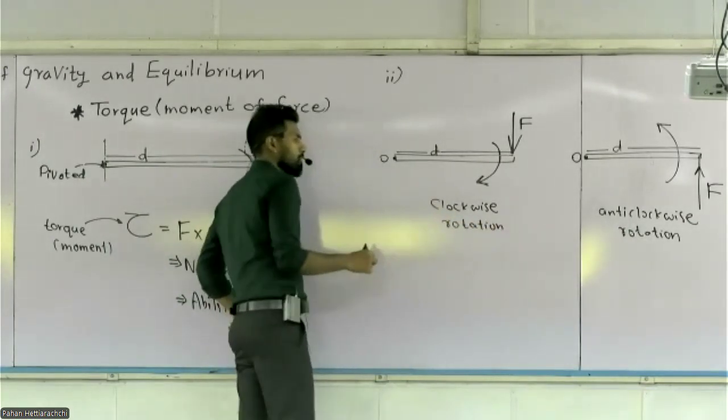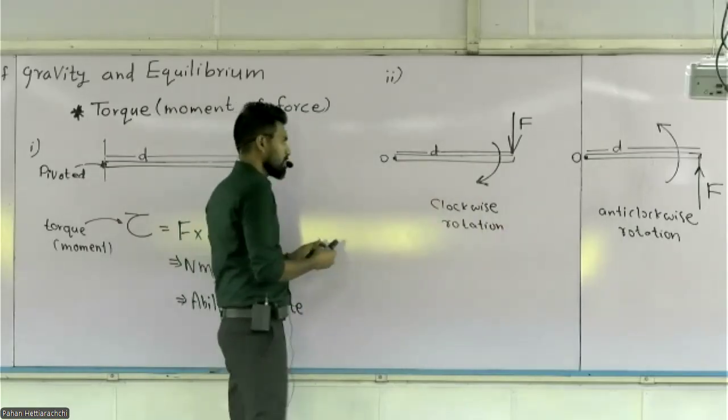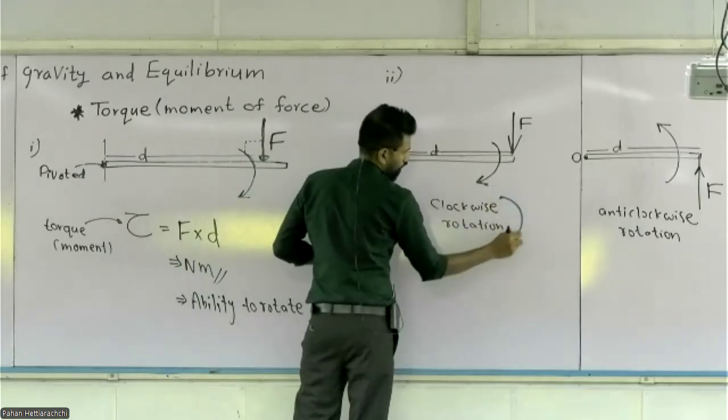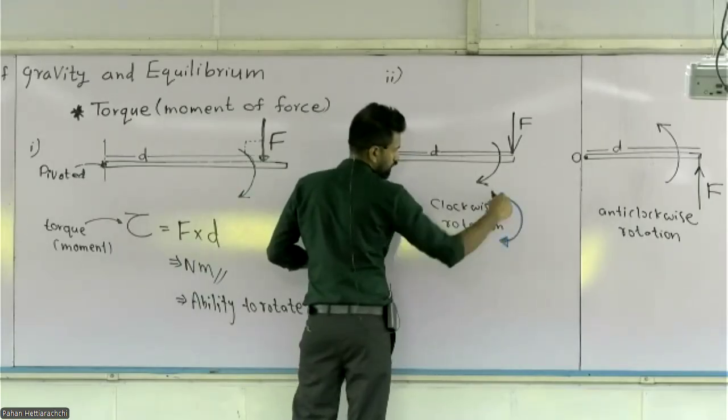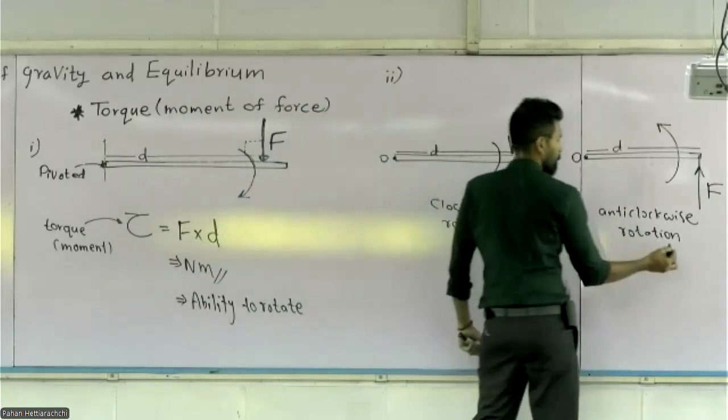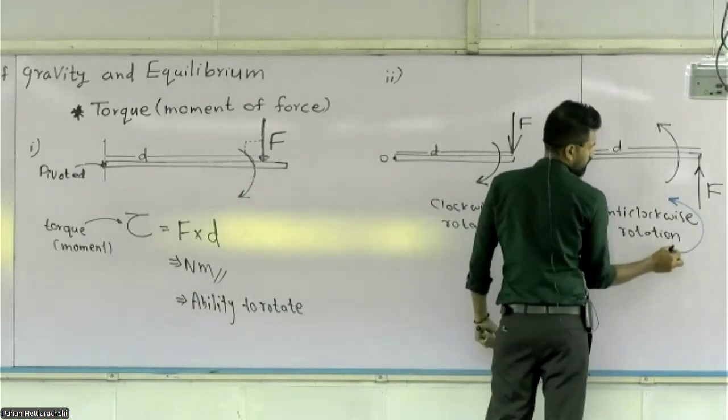Sometimes you don't need to write out all this clockwise rotation. Sometimes it is denoted by this symbol, an arrow like this. It gives the direction of the rotation, anti-clockwise, an arrow like this.